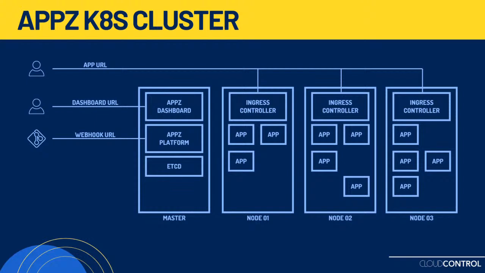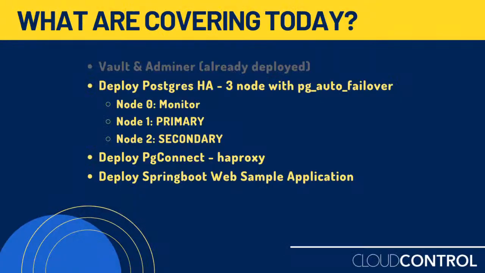All right. So let's get to the demo. Let's quickly recap what we are going to show and in what sequence. Vault and Adminer are already running. So we're going to start with the Postgres HA 3-node cluster, right? That's correct. And then we are going to deploy PG Connect. And then in front of that, we will be deploying a Spring Boot web application. That's correct. So let's start.